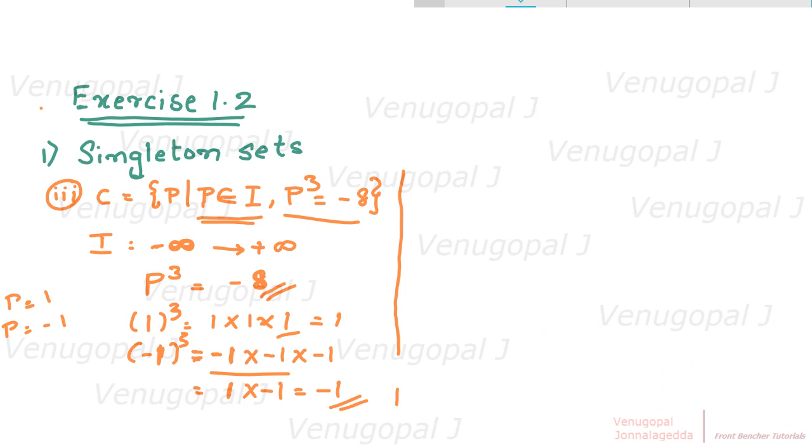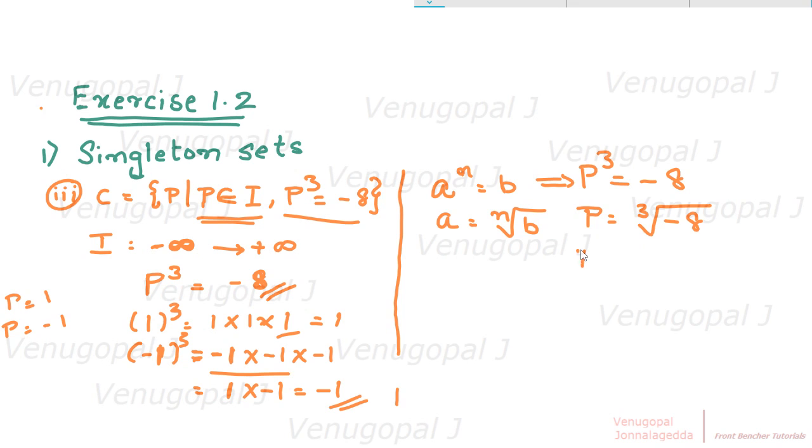So the formula is basically: if A raised to N is equal to B, then A is equal to N root of B. Take this parallelly. Look at P cube: N is 3 and P is A over here. The variables have changed, the N value has changed, and it is equal to minus 8. Now we know that P is equal to the cube root of minus 8.